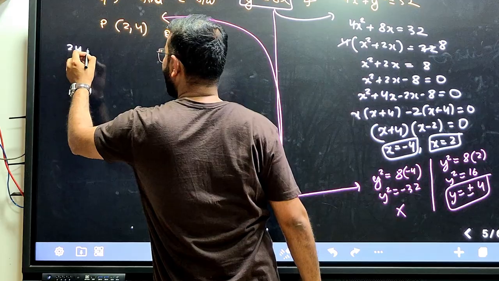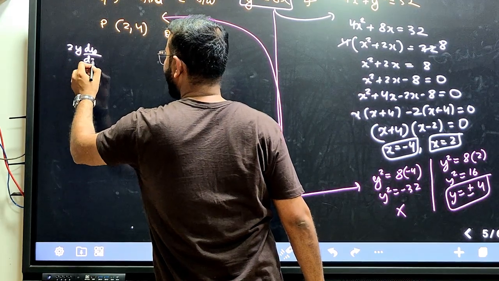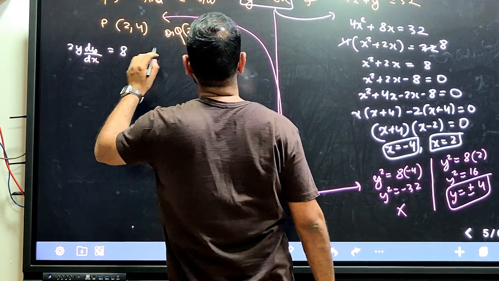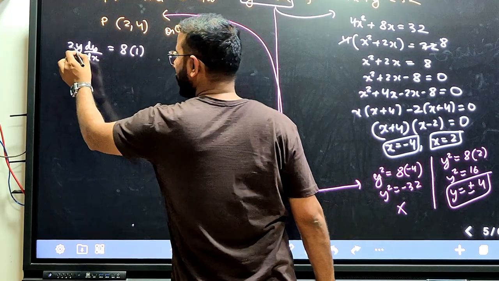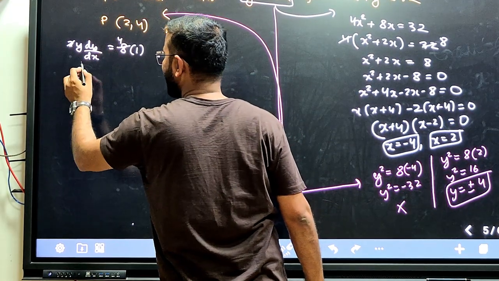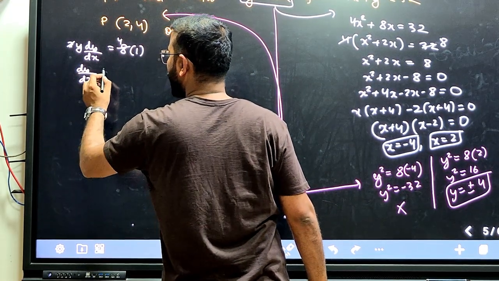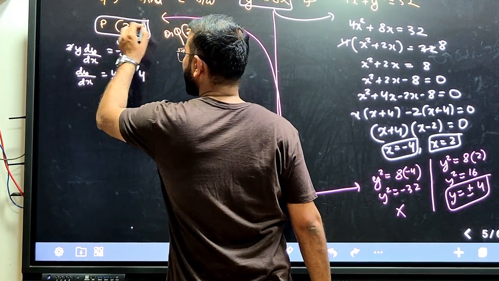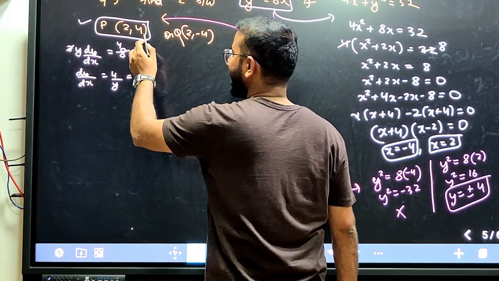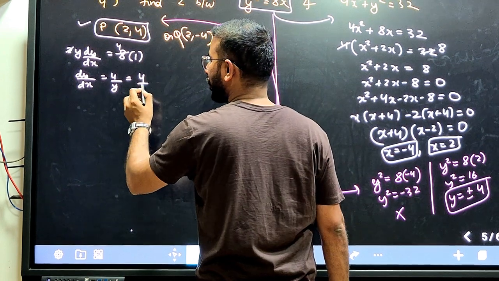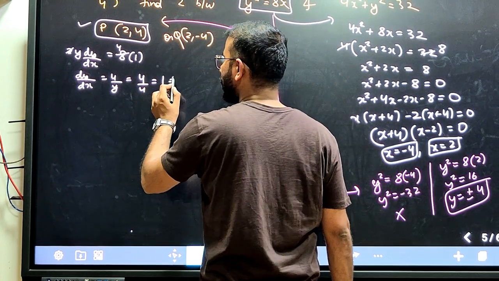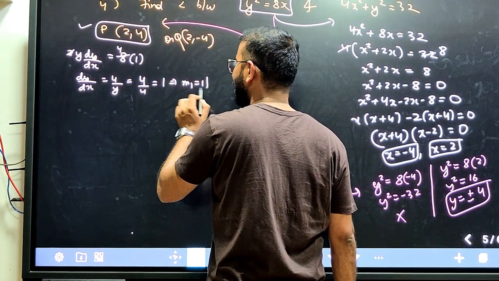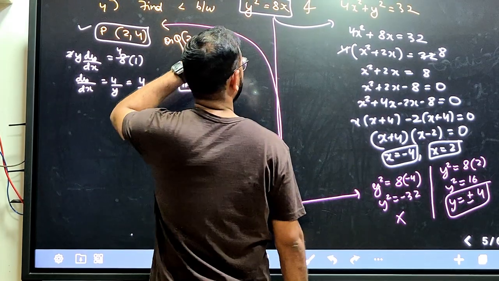2y, y differentiation is dy by dx is equal to 8, x differentiation is 1. So this will get cancelled. What is dy by dx coming out to be? 4 by y. Let's take first point P. What is the value of y coming out to be? 4. 4 by 4, what we will get is 1. So what is the value of m1 coming out to be, guys? 1.